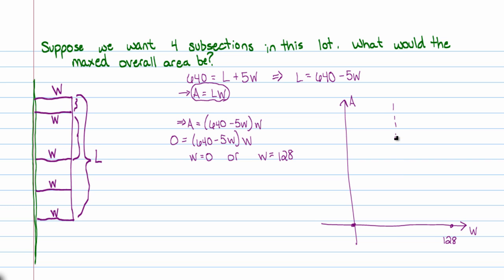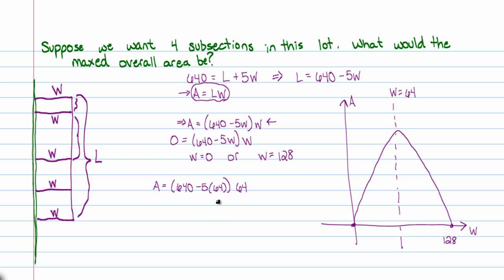Halfway in between will be the maximum. In other words, the axis of symmetry. It's at 64. So I know if I let the widths here be 64, that I'll get a maximum area. Now, this question is actually asking, what's the actual maximum area? Okay, well the area is just this formula right here. I know that it's maximized when W is equal to 64, so let's plug in 64 here. 640 minus 5 times 64, times 64.